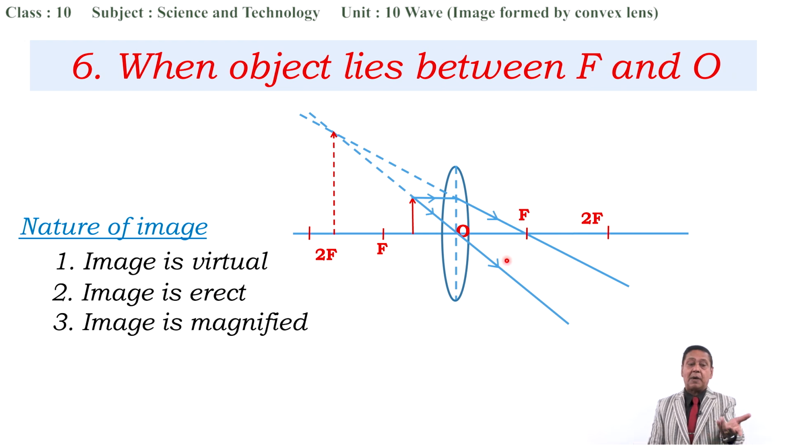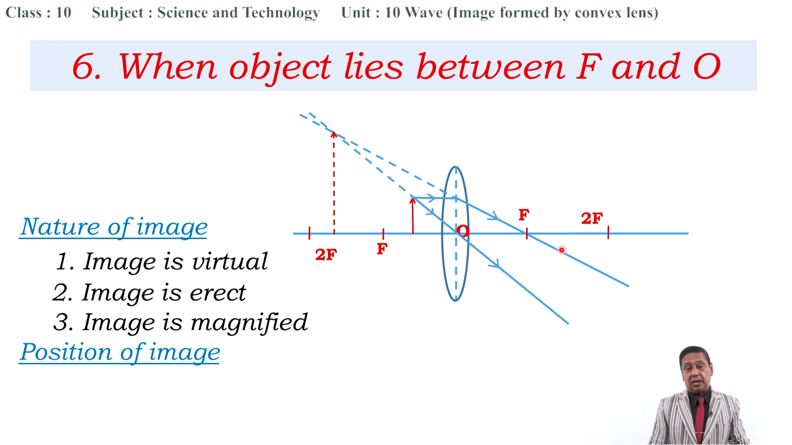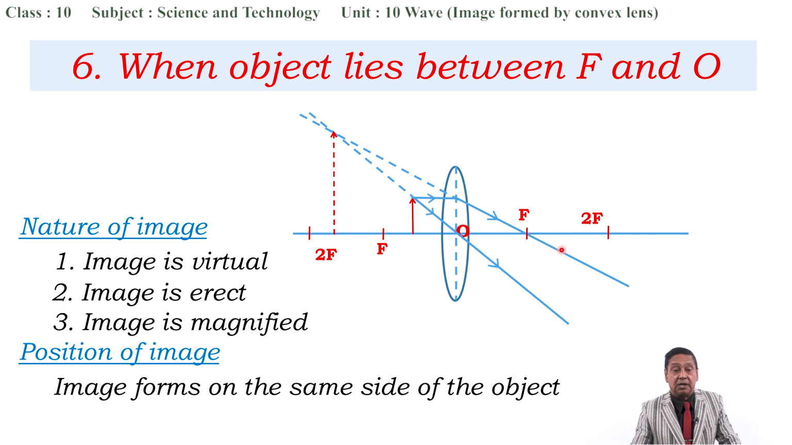Now third, it is magnified. Yes, it is magnified, bigger than the object, isn't it? Now position of the image. The image forms on the same side of the object. For the first time, the image is formed on the same side. This sixth condition is an exception, I mean to say, different from the other five conditions. The image is virtual; in all other cases, we had a real image. The image is erect; in all other cases, we had an inverted image. In other cases, we got magnified also. These two natures, virtual and erect, are different from the previous.